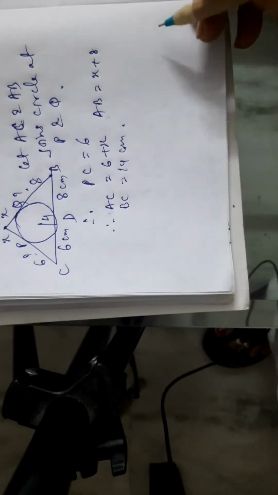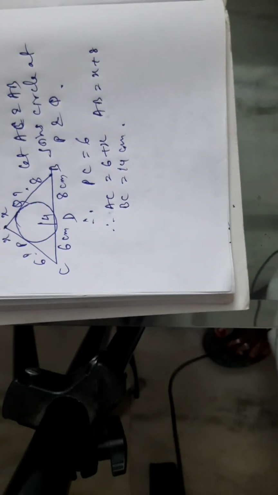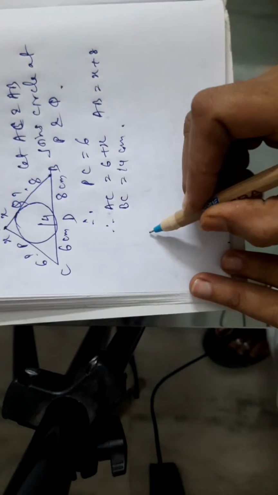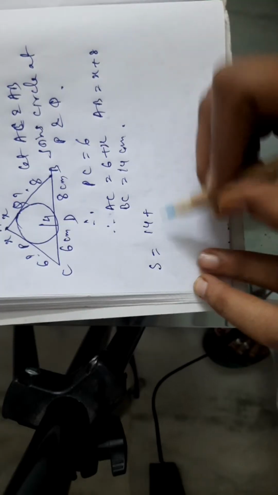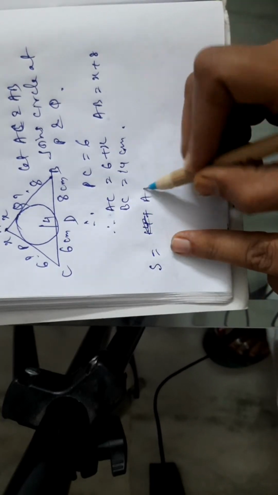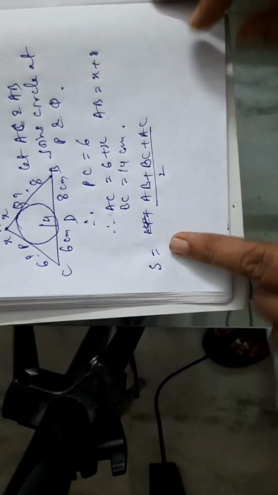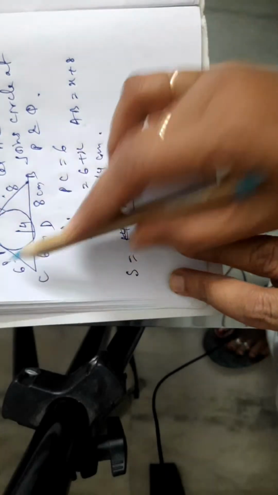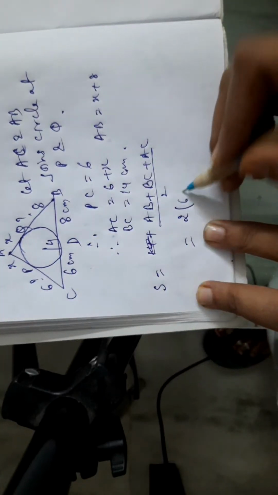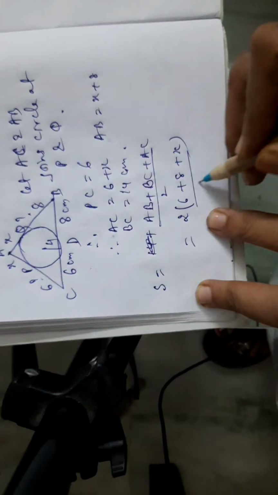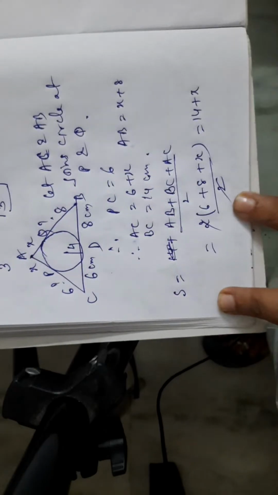Now after getting these values, we'll find the area by Heron's method. So let's find it by Heron's method. Now we are finding S, the semi-perimeter: AB plus BC plus AC, whole divided by 2. All are twice, so we can take 2 common here. 2 times 6 is there, 2 times 8 is there, 2 times x is there, whole divided by 2. So it is 14 plus x. We got the value of the semi-perimeter.